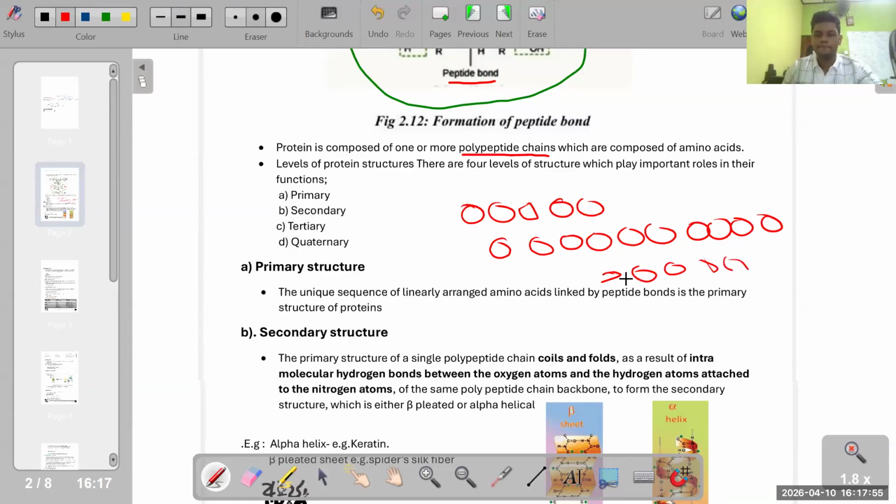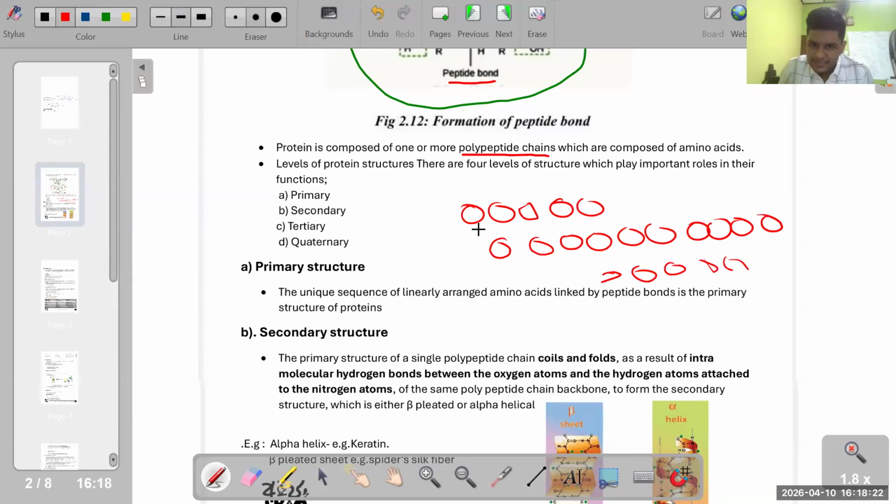Here, how many? The third one. Here, how many amino acids are present? 5. So, what I'm trying to convey is the collection of amino acids, or the chain of amino acids, is called a polypeptide chain, right? So, in a protein, how many amino acids should be present? 20 amino acids should be present.